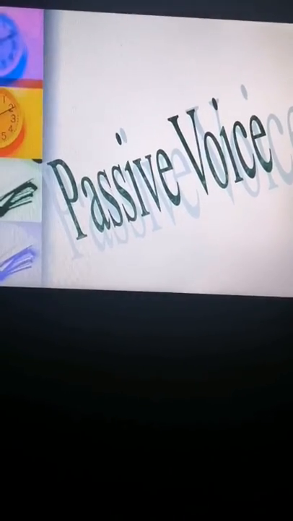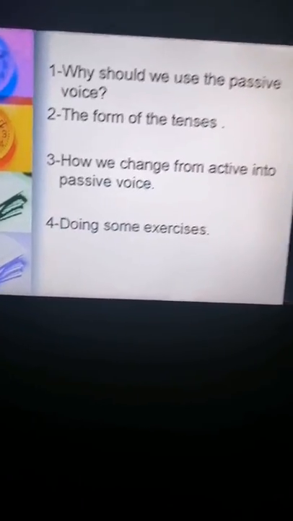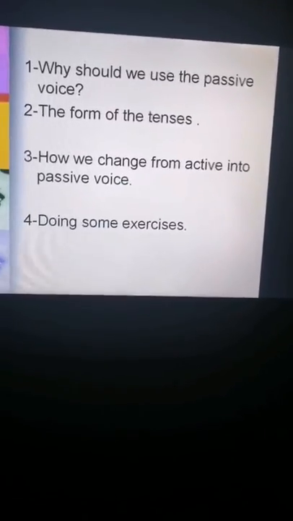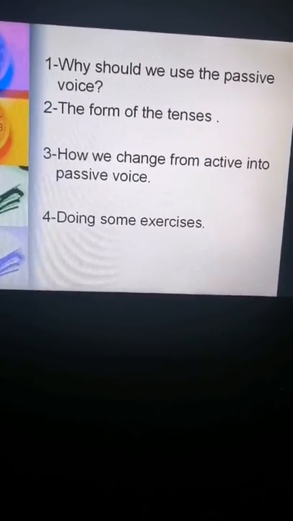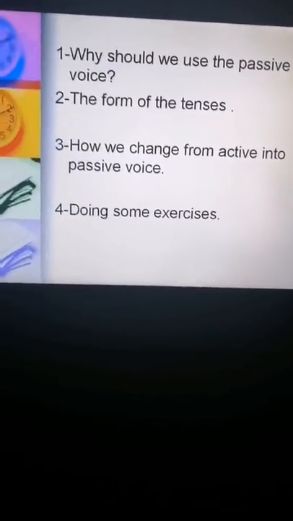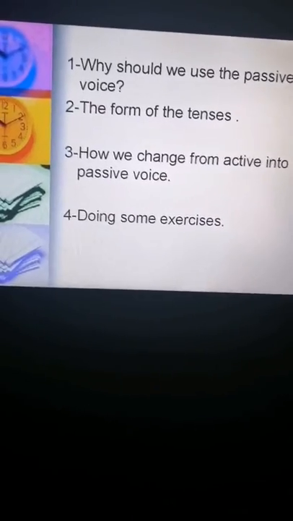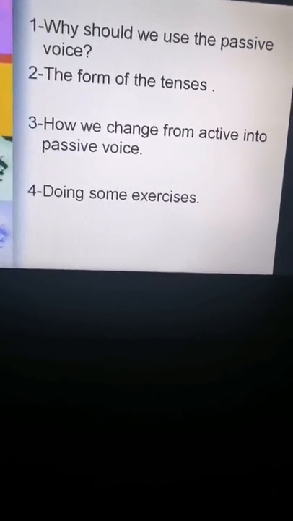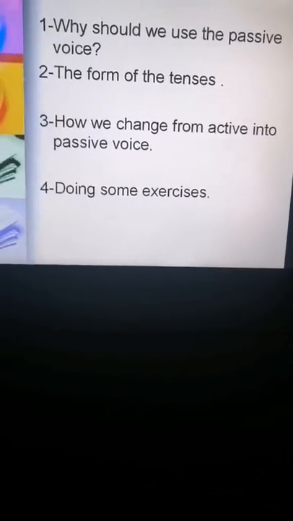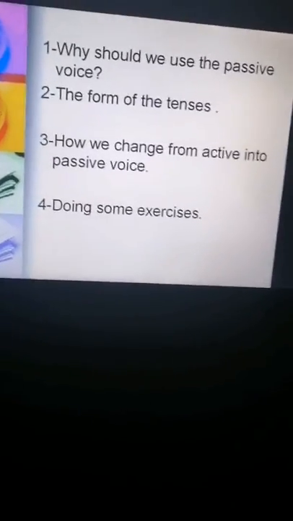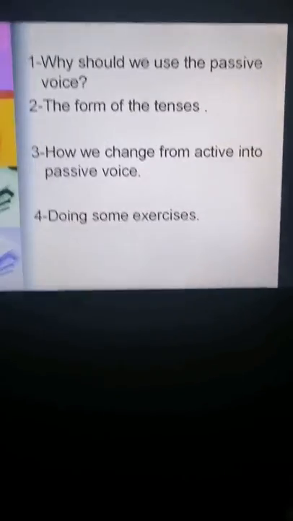First of all, the things that we are going to talk about. Why should we use the passive voice? The form of the tenses. We are going to make a revision about the tenses. How we change from active into passive voice. And we are going to do some exercises about passive voice.